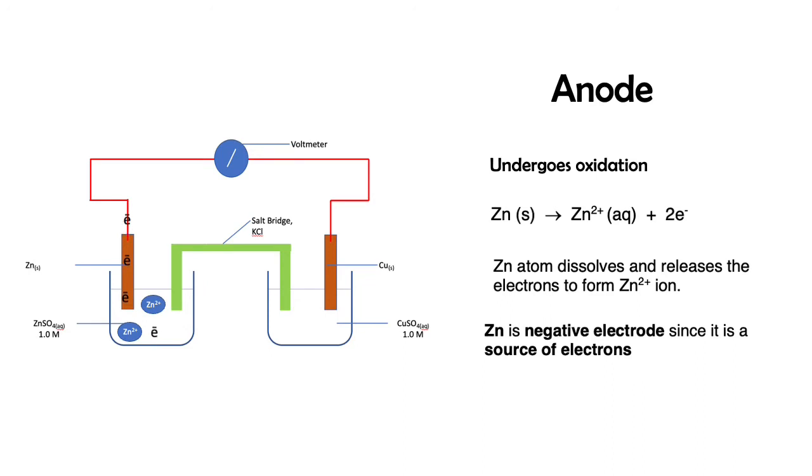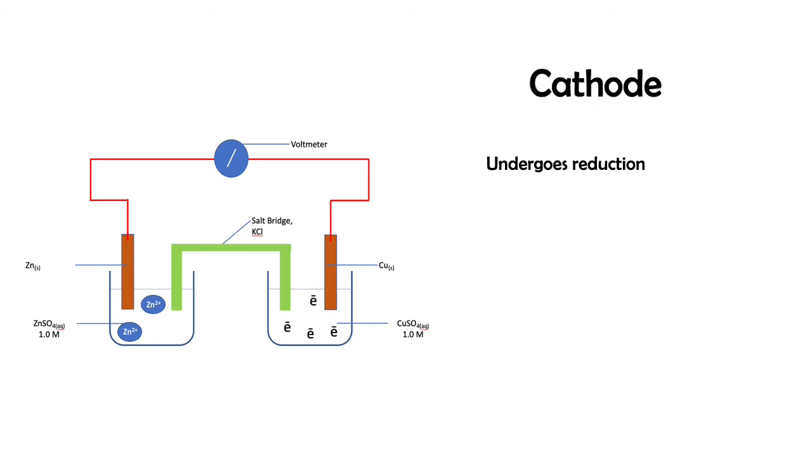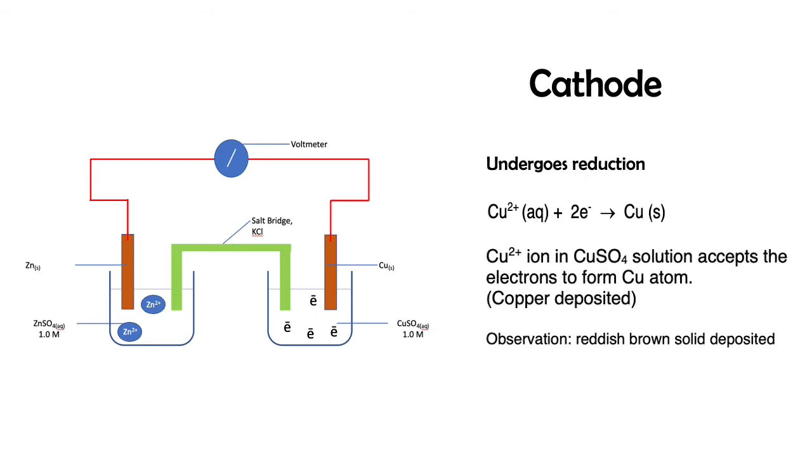Next, the electrons will travel through the circuit to the other cell. At the cathode, reduction will happen, where the copper ion in the aqueous copper sulfate will accept the electrons and form solid copper. For this reaction, you will see a reddish brown solid deposited around the solid copper electrode.